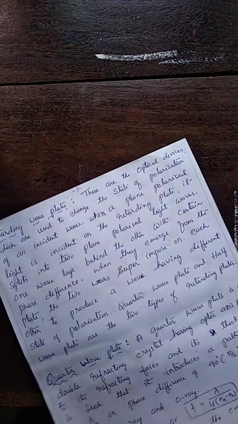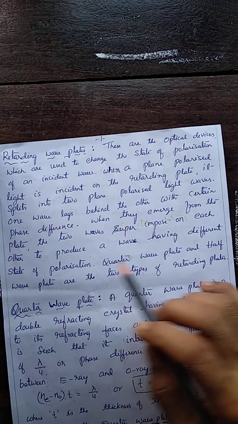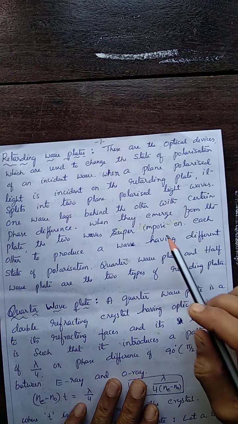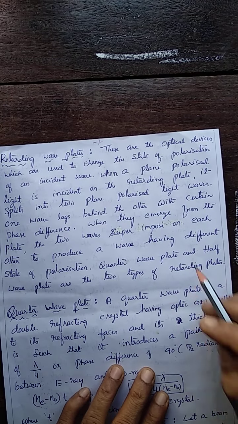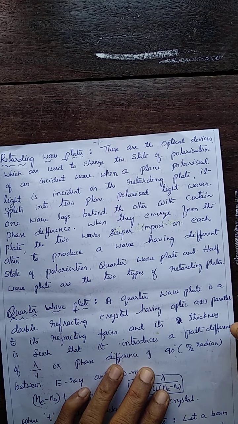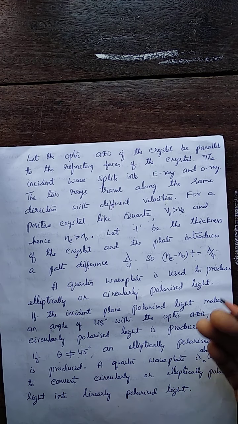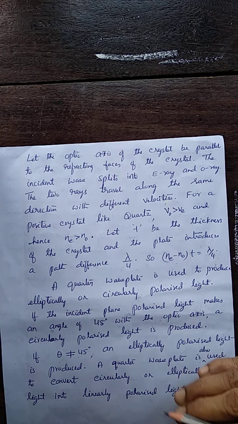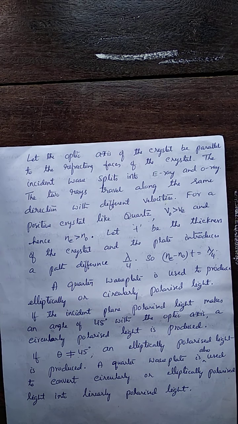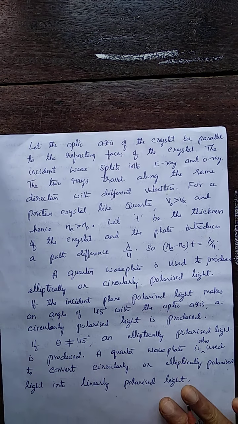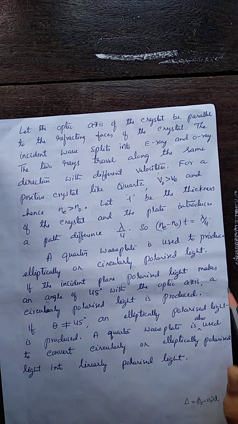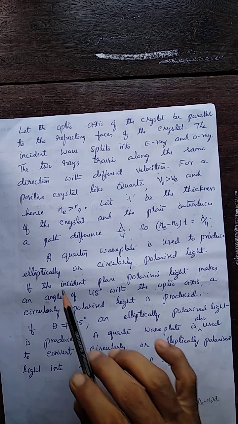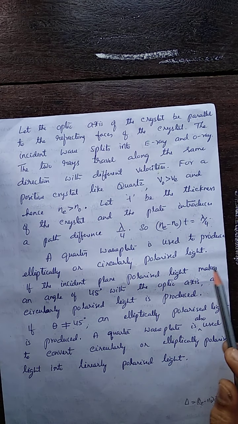See what the retarding wave plate's explanation says. The retarding wave plate changes the plane of polarization of the incident beam. It changes the state of polarization. That means plane polarized light may be converted into elliptically polarized or circularly polarized light or vice versa. So a quarter wave plate is used to produce elliptically or circularly polarized light.